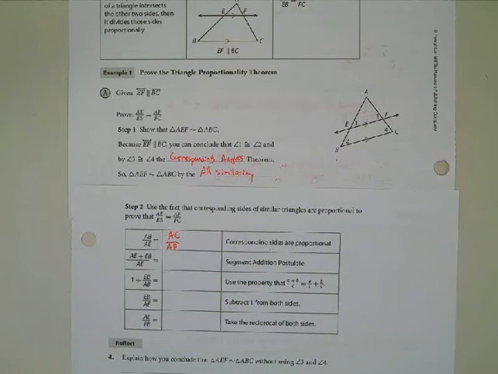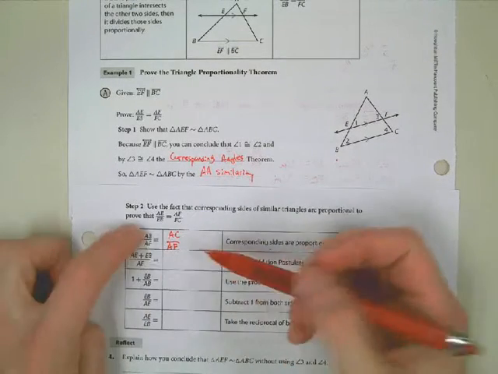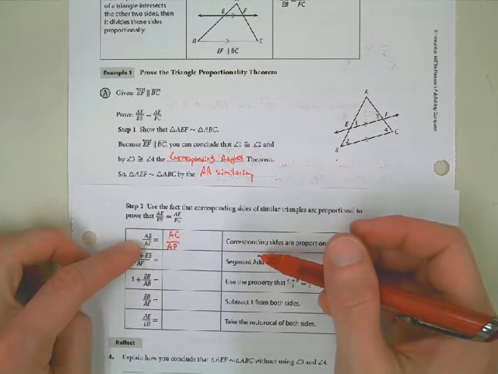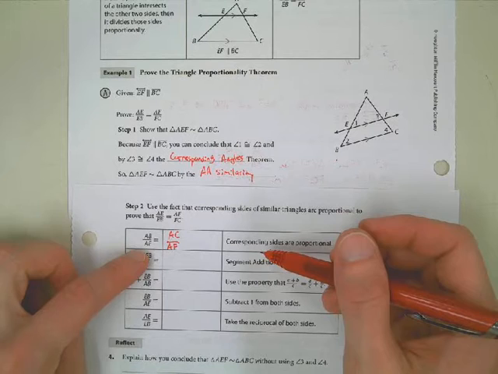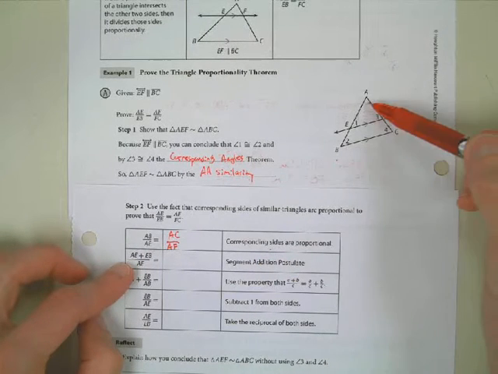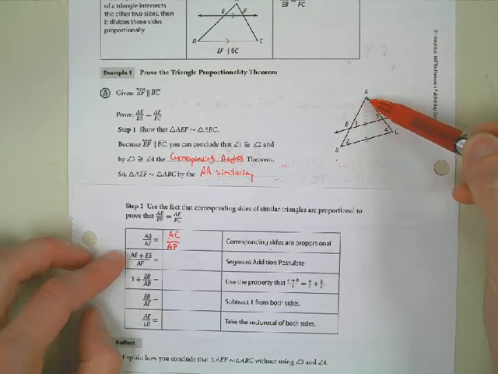Now you'll see here, the next step on the left-hand side of this equation, they took the AB over the AE, and it changed to AE plus EB over AE by the segment addition postulate. So it looks like they took AB here and made it instead AE plus EB. You see that? Those two pieces.